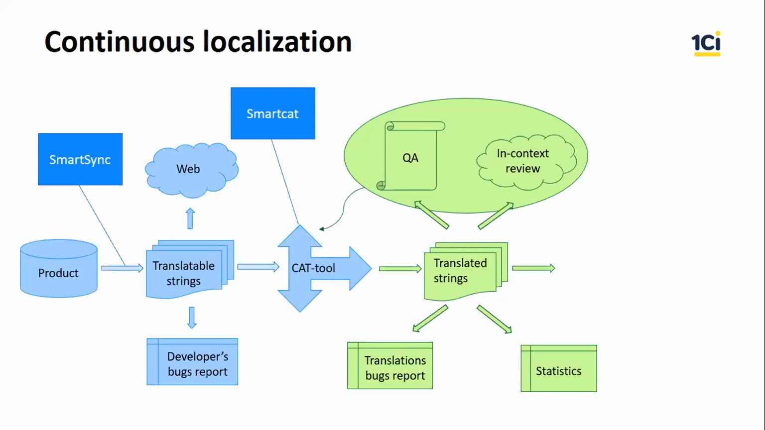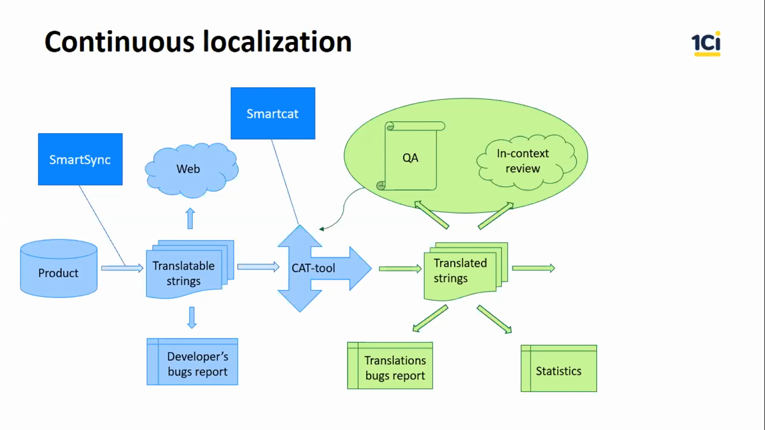Another report, which is very important here, is the statistics, which is emailed to all the stakeholders. This is very important as the product owner can see the amount of the translation left and plan the release accordingly.